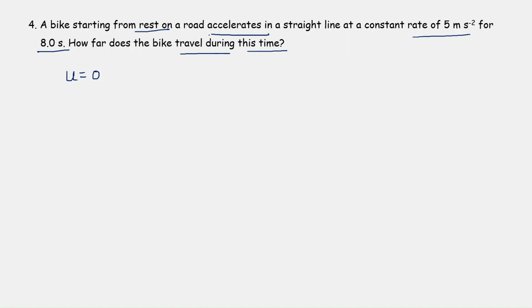So 0. And it accelerates in a straight line at a constant rate of 5 meter per second square. So acceleration also they have given, which is 5 meter per second square. And what is the time? 8 seconds. For 8 seconds it will accelerate. And how far does the bike travel? We have to find out the displacement. So which formula we can use? We have two formulas: v square minus u square equals 2as, or s equals ut plus half at square. They have given time here, so we can use s equals ut plus half at square.